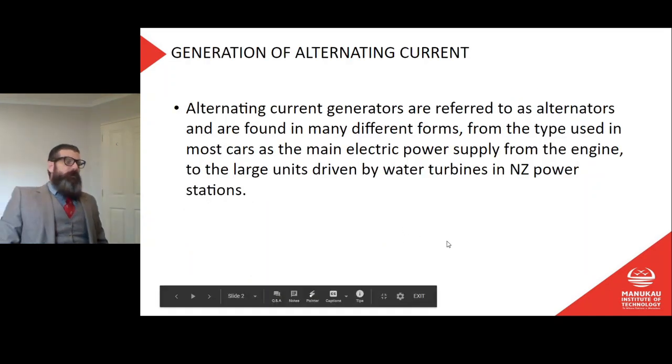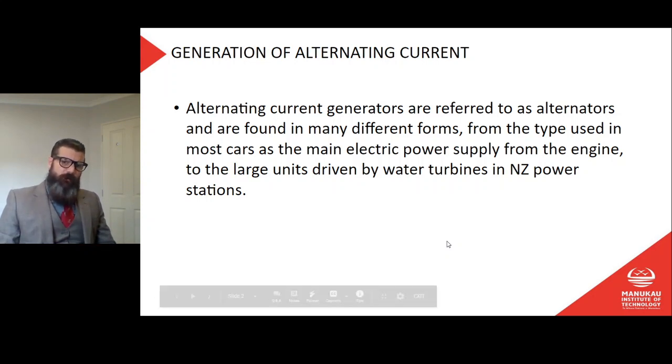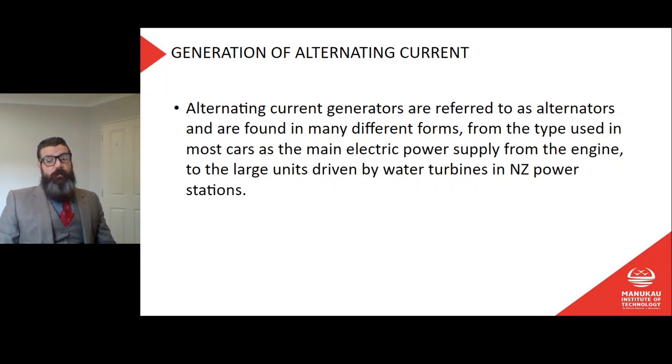Alright, so generation of alternating current. Alternating current generators are referred to as alternators and are found in many forms. From the type used in most cars as the main electric power supply from the engine to large units driven by water turbines in New Zealand power stations. So essentially every type of generator that we use, other than DC generators which would have a commutator on it, that's the main and most important difference. Everywhere that we get power is some form of alternator.